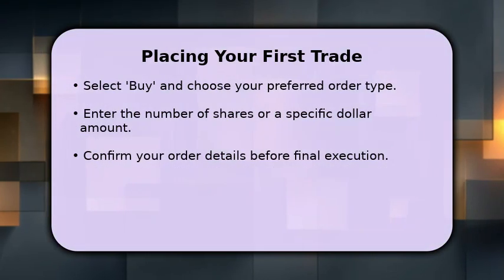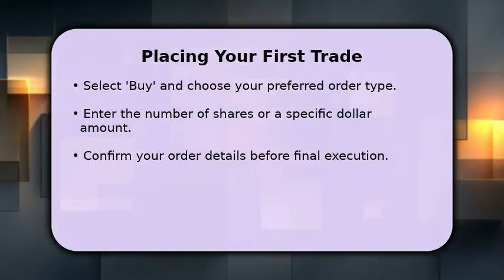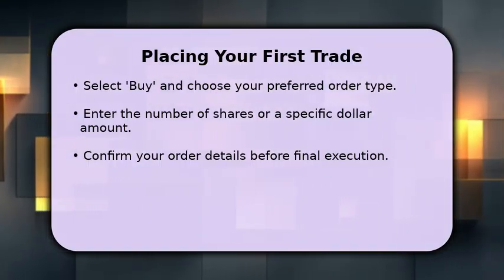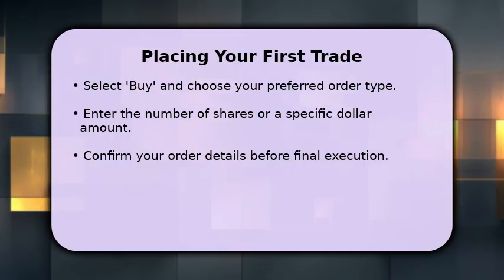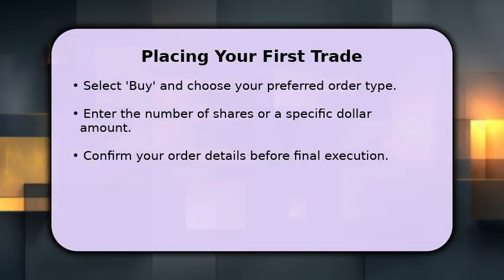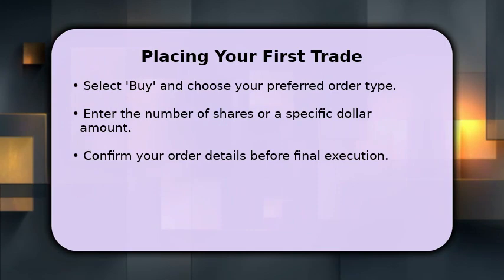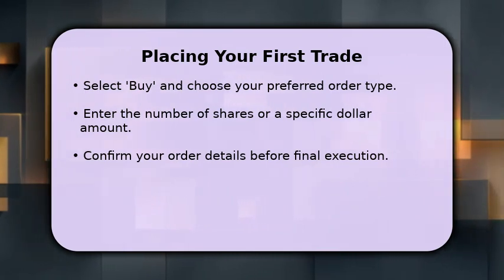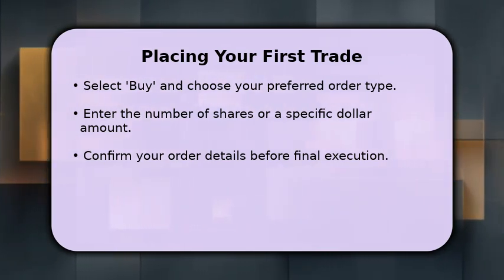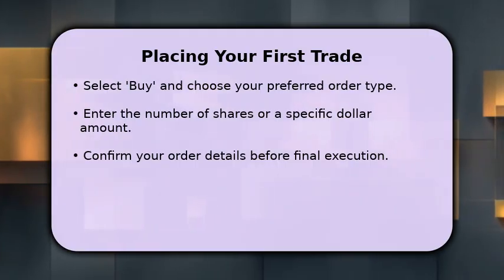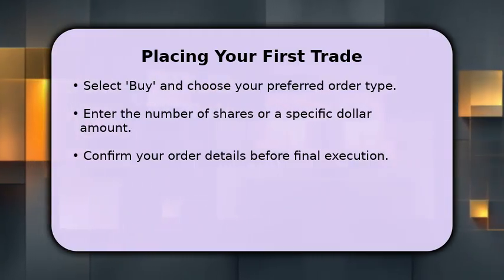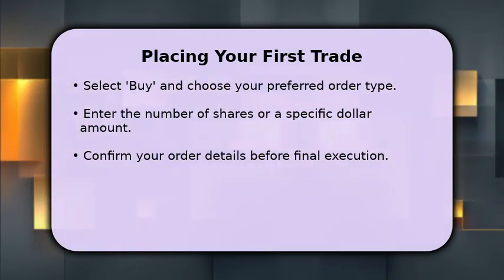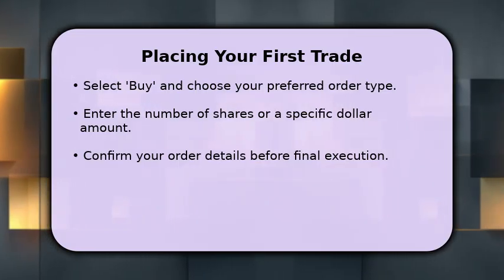When you're ready to buy, tap the Buy button on your chosen asset's page. You can then select an order type, such as a market order or a limit order. Enter the number of shares you wish to purchase, or specify a dollar amount for fractional shares. Always double-check all the order details, including the quantity and price, before confirming your trade to ensure accuracy.